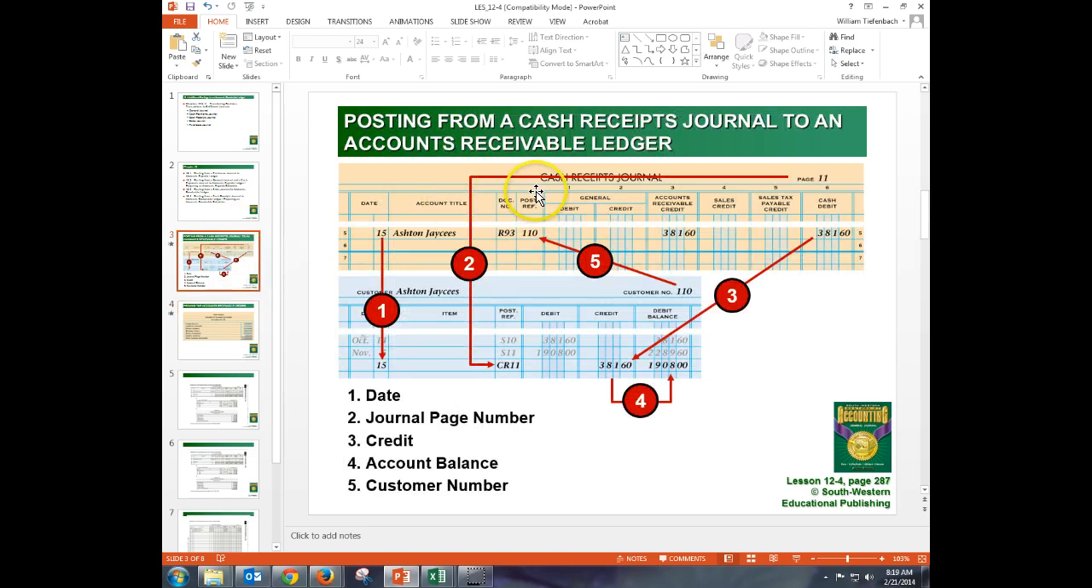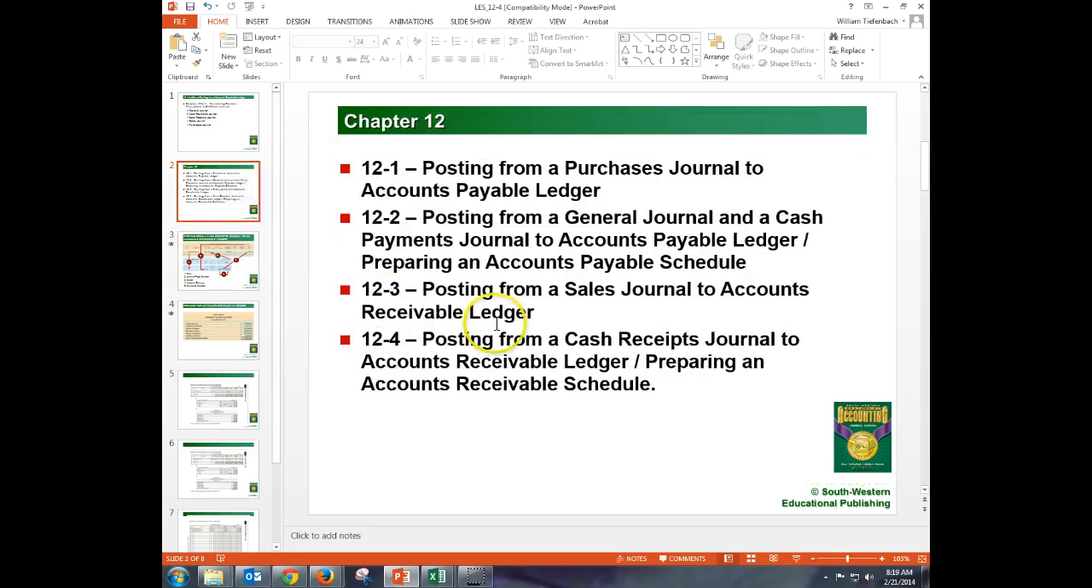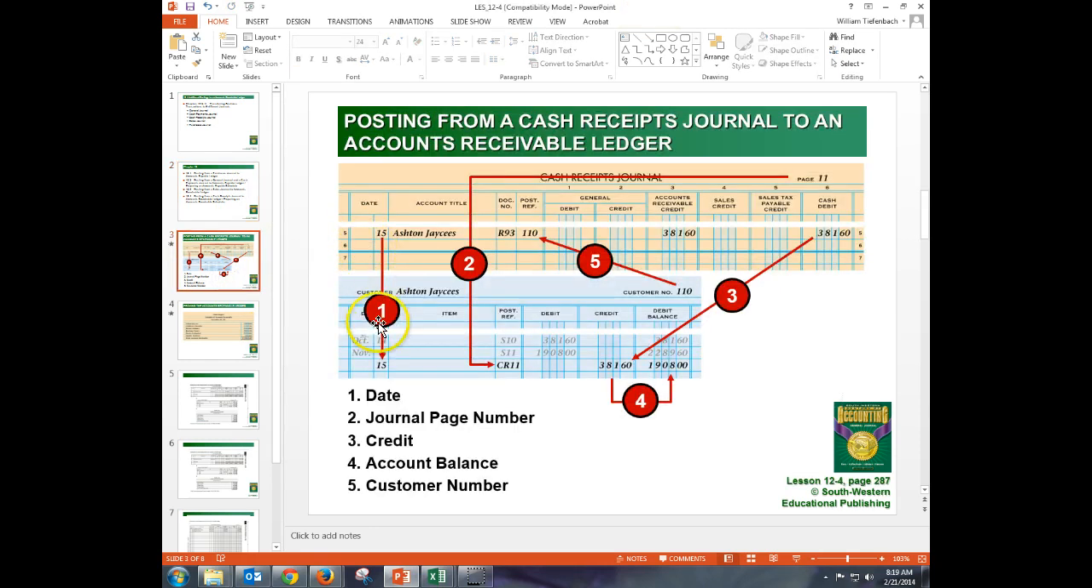First step in doing this, from a cash receipts journal, again this is 12.4, cash receipts journal to an accounts receivable ledger. We're going to put the date here. We're going to put the post reference to prove that we posted it to the ledger. This is Ashton JC's. We're finding this on line 5 of the 15th. We're going to take cash receipts journal, page 11. It comes from right here.